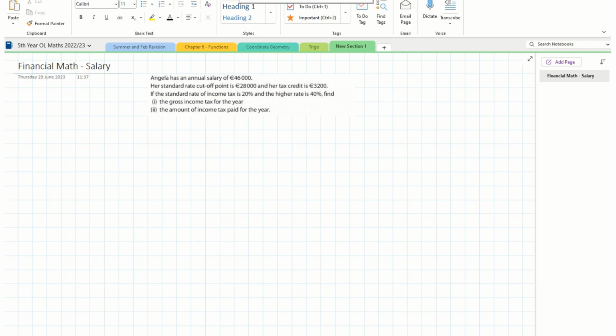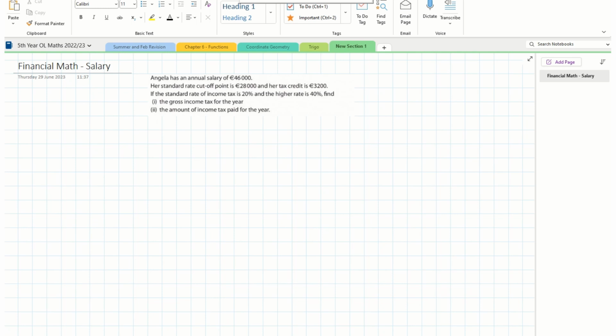So it's really important that you understand that vocabulary, that you understand what the standard rate of tax means, what the standard cut-off is, what the higher rate is, what tax credits are. So the vocabulary generally in financial maths is important. We'll run through this question anyway, and we will come across lots of that vocabulary as we go through.